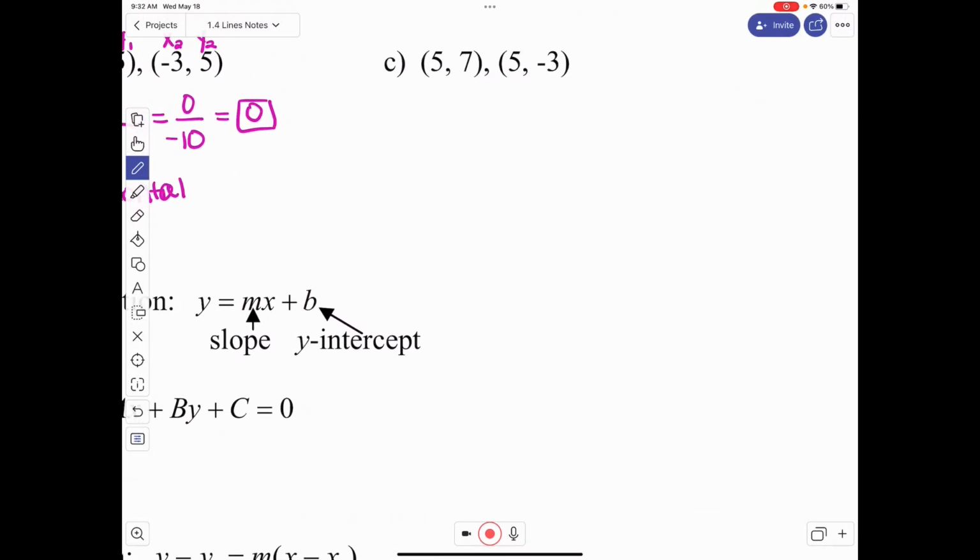All right, and then the last one on this example, we have negative 3 minus 7 over 5 minus 5. So we get negative 10 over 0. So this one is actually flipped from the other one. You got a 0 on the bottom here. You cannot divide by 0. It means this is undefined. This is an undefined slope, and that means this is actually a vertical line.